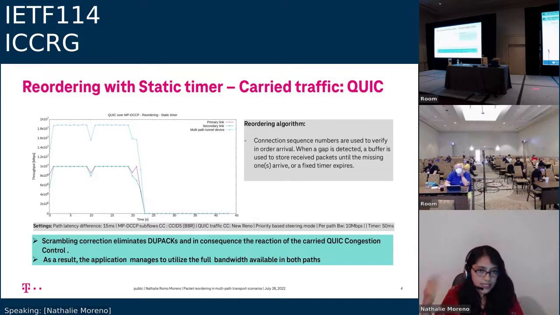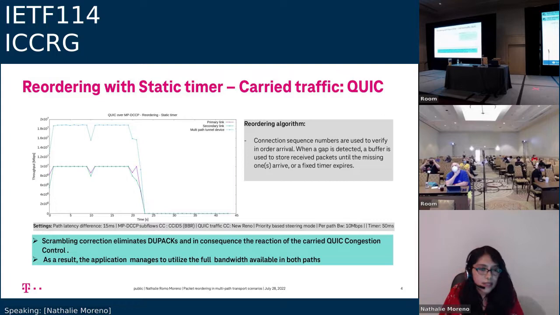In this case, we use the same setup as we had before. We use QUIC traffic because we know there is an impact over this type of traffic, but with the only difference that we introduce a reordering algorithm with a static timer of 50 milliseconds, which is higher than the path latency difference and therefore enough to correct all the scrambling. The results are shown in the figure.